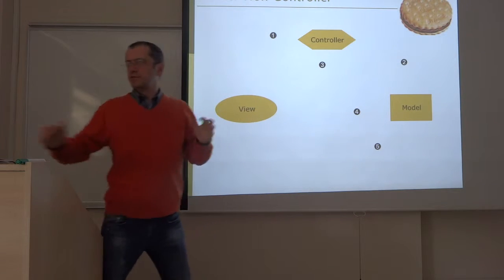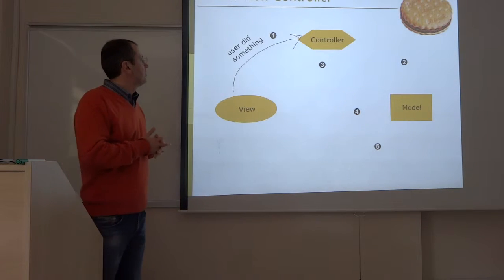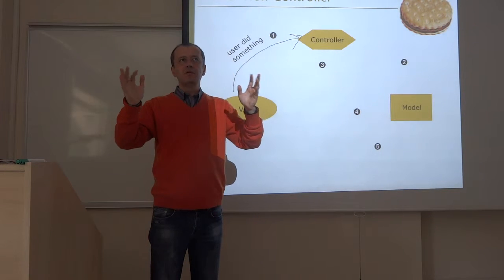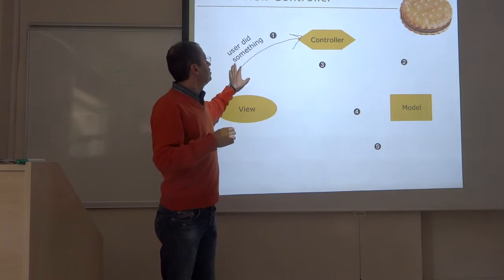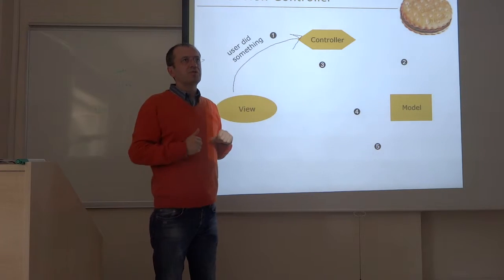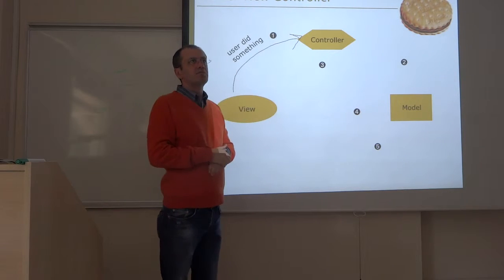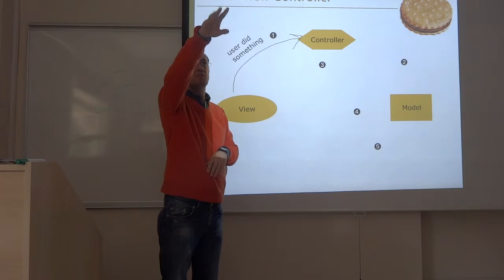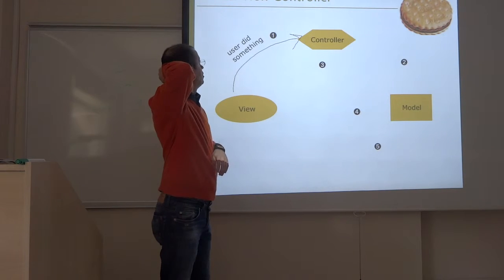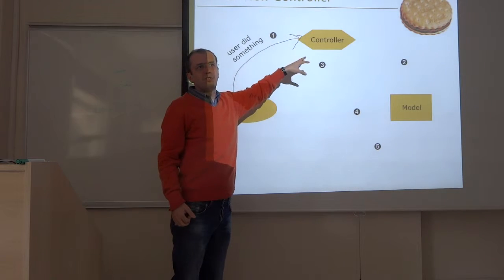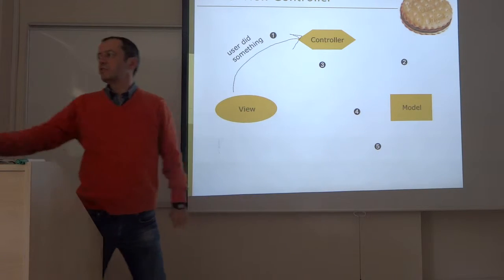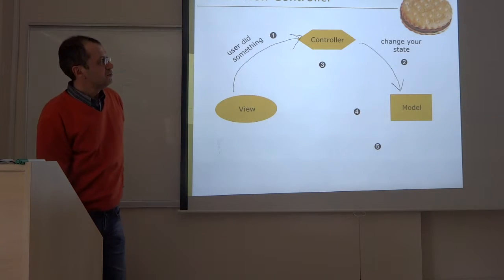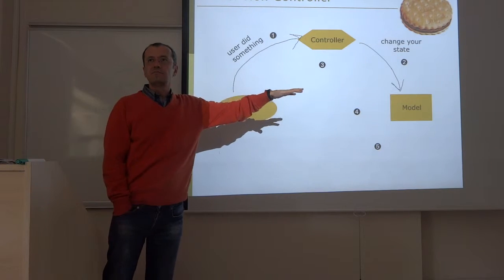So step by step, when we look at it, first, the view, I have the screen. When I do something, it notifies the controller. This is how it works. Well, user is doing something. This is the first step. It notifies the controller, user did something. Then controller says to the model, change your state.